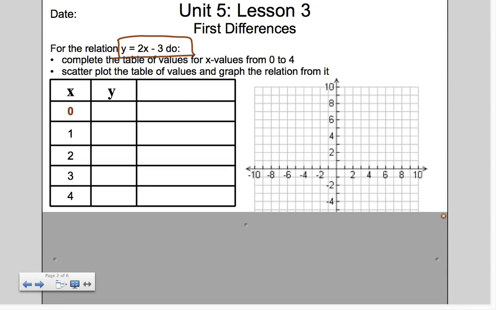Light bulb went off over here, good. So what do we get for y? We plug in 0 for x. Anthony?